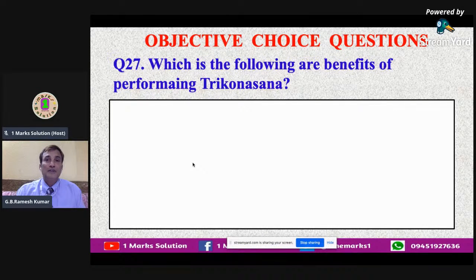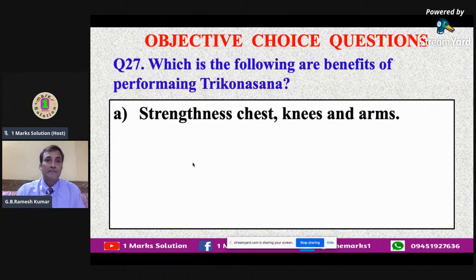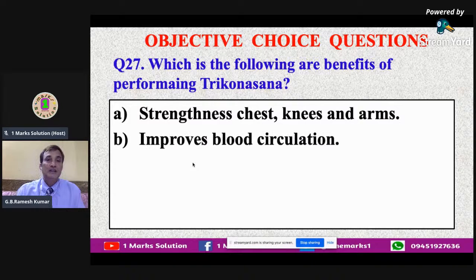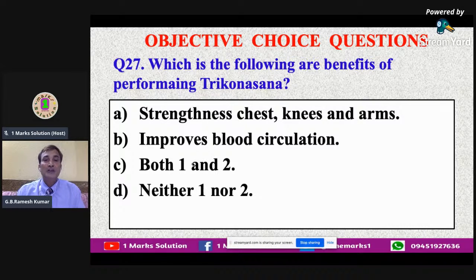Which of the following are benefits of performing Trikonasana? When you perform Trikonasana, what are the benefits you will be getting? Trikonasana करने से आपको क्या क्या फायदा हो सकता है? Strengthen the chest, knees and arms, improves the blood circulation, both 1 and 2, neither 1 or 2.